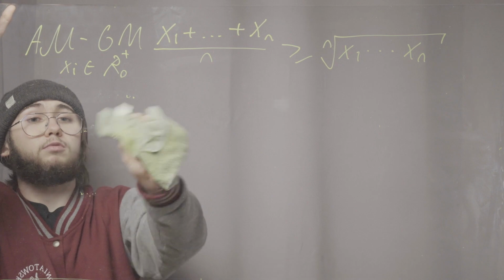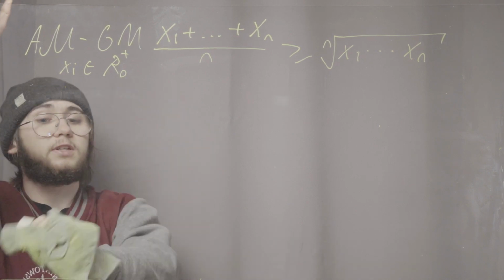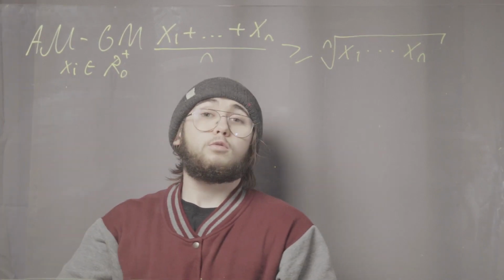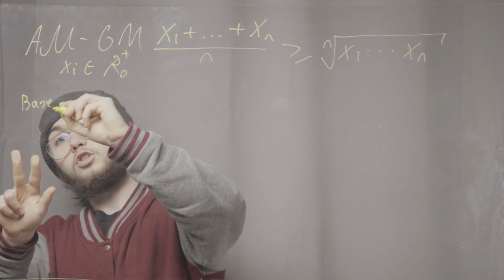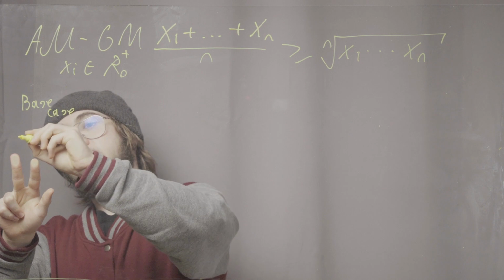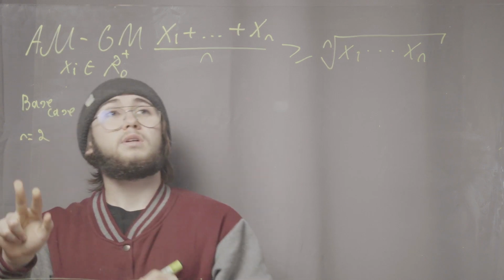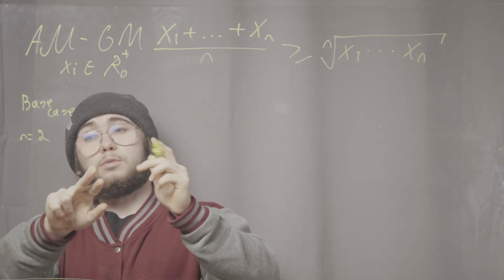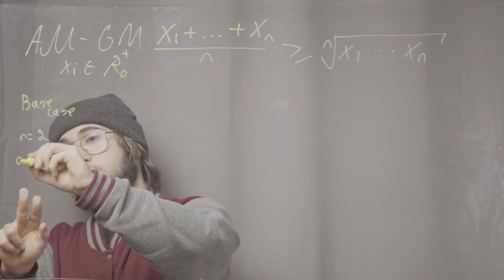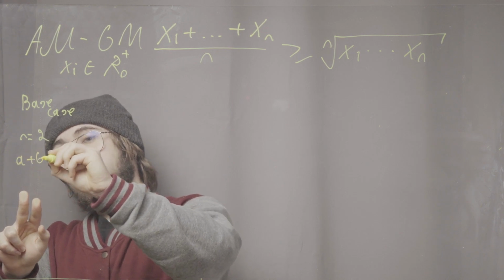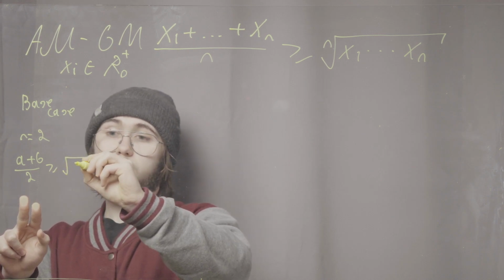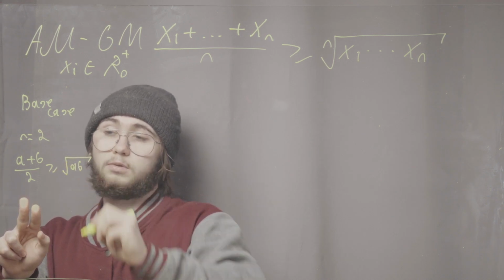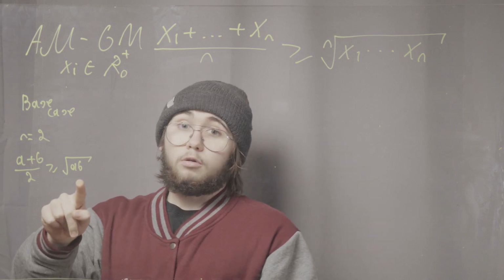Let me clear the board because I will need a lot of space this time. So first of all, the base case. The base case is, by definition, n equal to 2. And so for n equal to 2, we will get just two variables, the arithmetic mean of some two variables, let me call them a and b. So a plus b over 2 is greater than or equal to the square root, I'm not writing the square root base here, of the product.